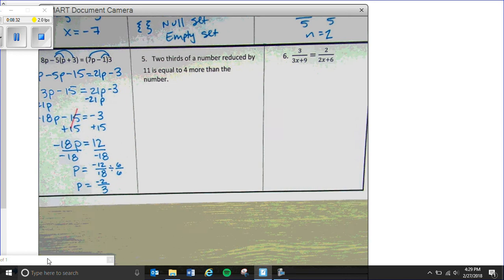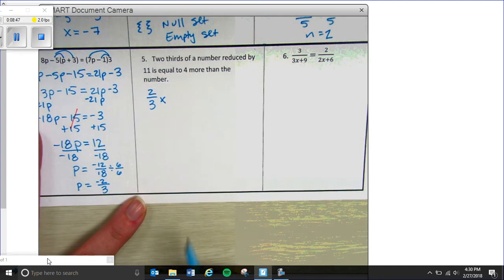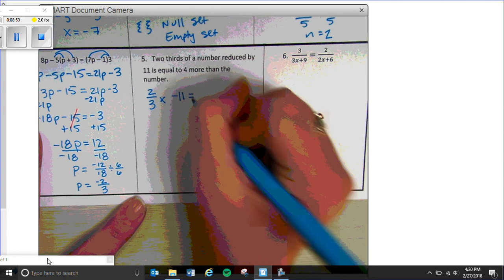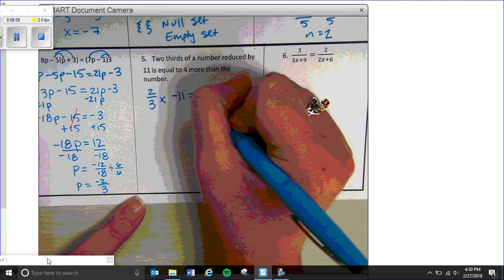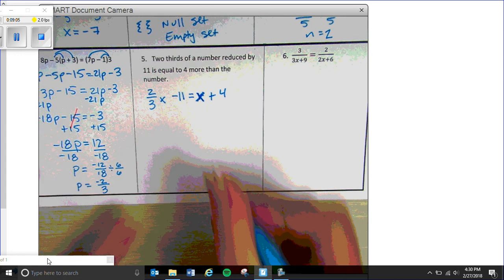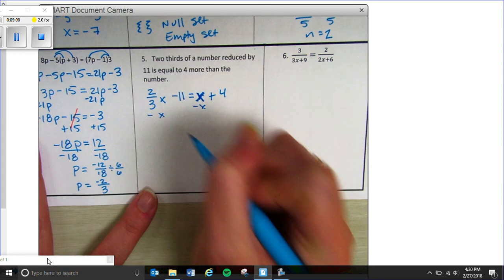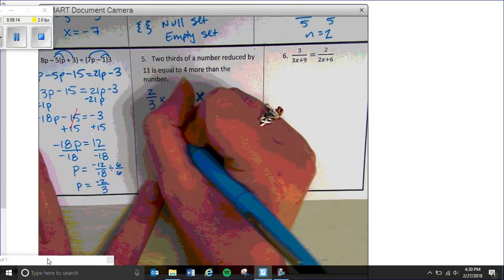All right, so moving on to number 5, we need to first translate this. 2/3 of a number reduced by 11 is equal to 4 more than the number. So I have 2/3 of a number reduced by 11. So reduced by means subtraction. Is equal to 4 more than a number. So I'm starting with the number, x, and adding 4 to it. I need to move my variables to the same side, so I'm going to subtract x from both sides. What's in front of this x? What number? If you want to, you can go ahead and write a 1 in front of it.